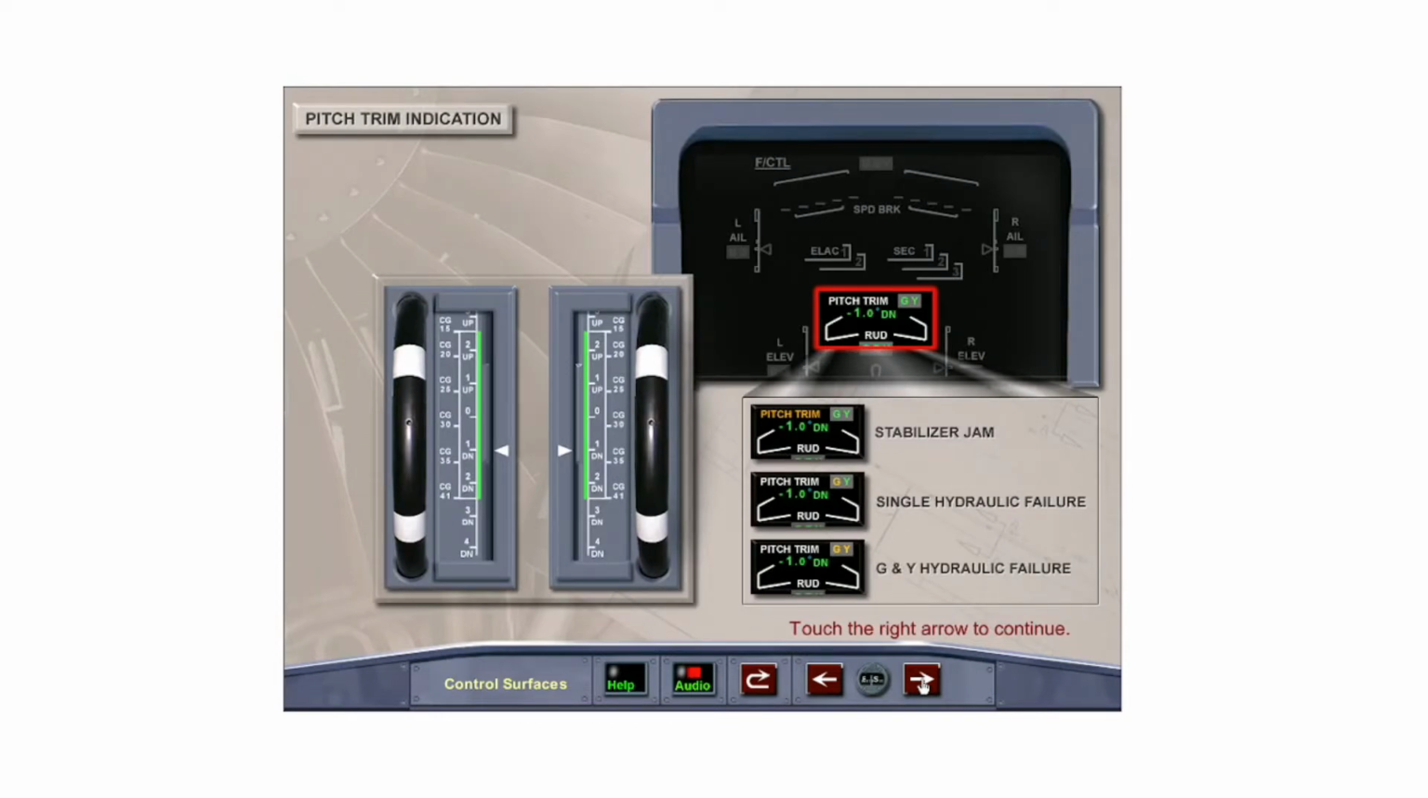The trimmable horizontal stabilizer position is indicated on a scale next to the pitch trim wheel located on the center pedestal. The scale is painted green to indicate the normal takeoff range of 2.5 degrees nose down to 2.5 degrees nose up. The current setting is also displayed on the ECAM flight control page, along with the hydraulic pressure indication, which changes to amber if hydraulic system pressure is low. The legend pitch trim changes to amber if the stabilizer is jammed.